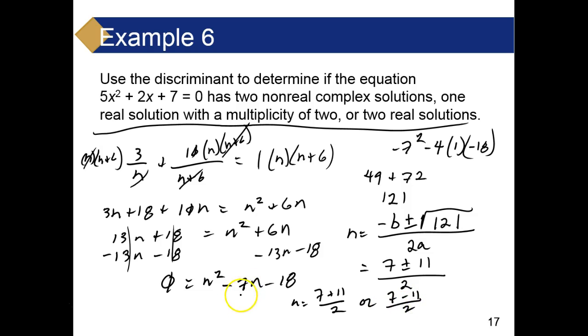Okay, what's 7 plus 11 over 2? 18 over 2. Yeah, and what does that give you? 9. And over here you have? Nope. 7 minus 11 is negative 4 over 2, which is negative 2. Fantastic. Way to go.